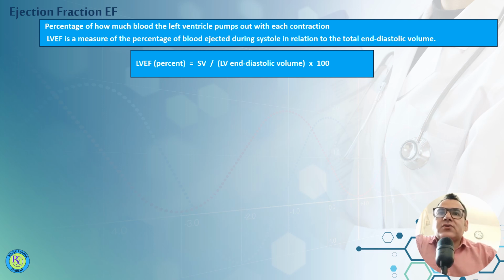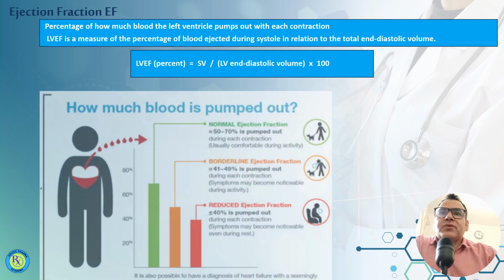It is the stroke volume divided by the left ventricular end diastolic volume. The stroke volume is the amount of blood that is pumped, and the end diastolic volume is the amount that's there in the ventricle itself. And we multiply by 100 to get a percent.